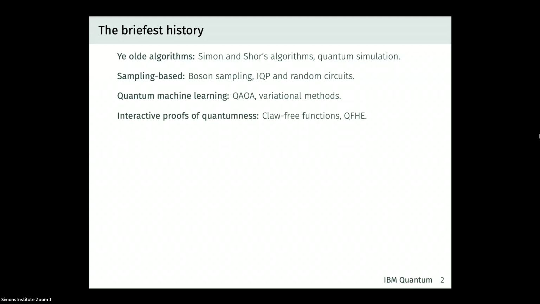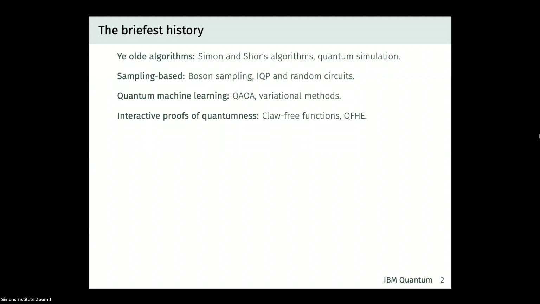More recently, there have been these so-called interactive proofs of quantumness or tests of quantumness, where now instead of delegating a problem to a quantum computer and getting back an answer and just directly checking that answer, you can have an interactive protocol with the quantum computer where you can send the quantum computer a challenge, it responds, based on that you send another challenge, and so on. And what's nice about these protocols is that you can typically base classical hardness on very well-established cryptographic assumptions.